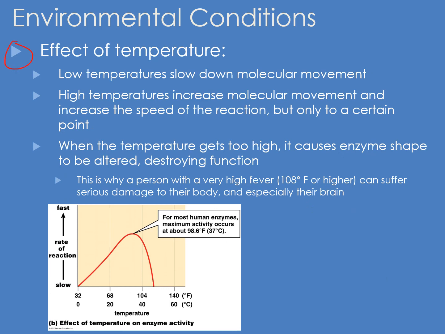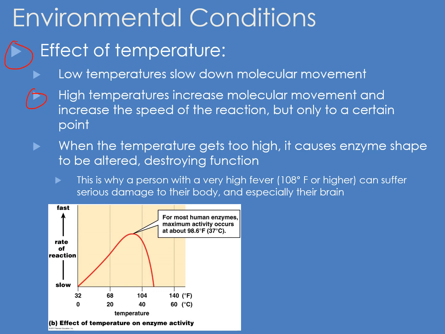Effects of temperature. Low temperatures slow down molecular movement. So that means that the active site and substrate molecules will collide less and also collide with less energy. So it's a little less likely that a reaction will be catalyzed. High temperatures increase molecular movement and increase the speed of the reaction, but only to a certain point.